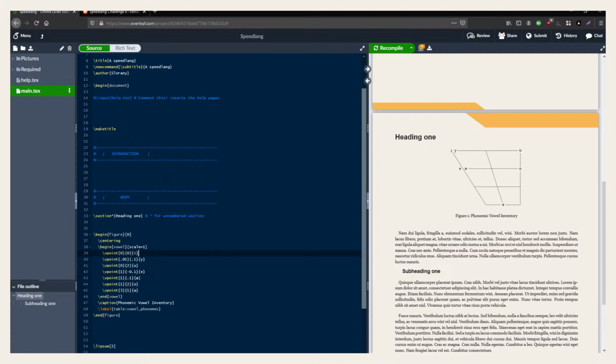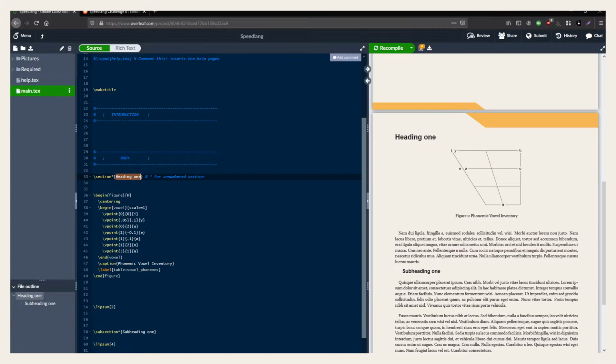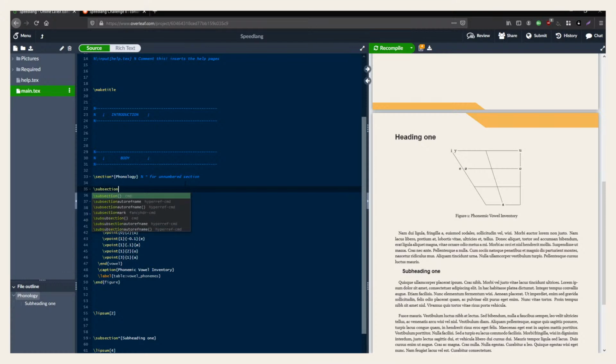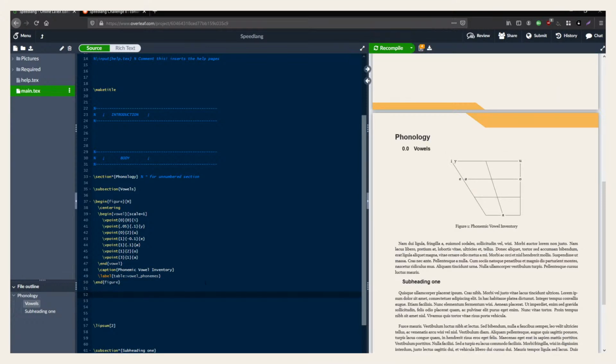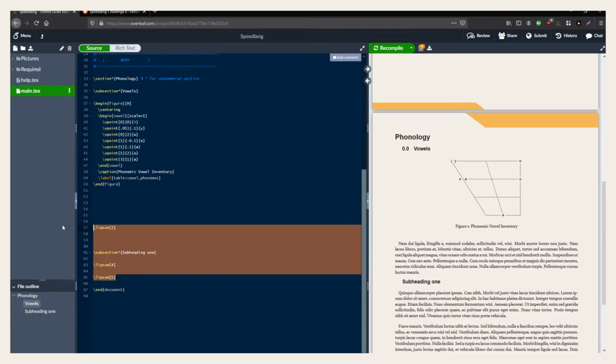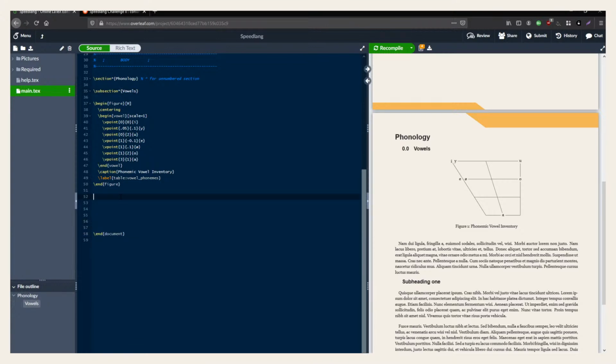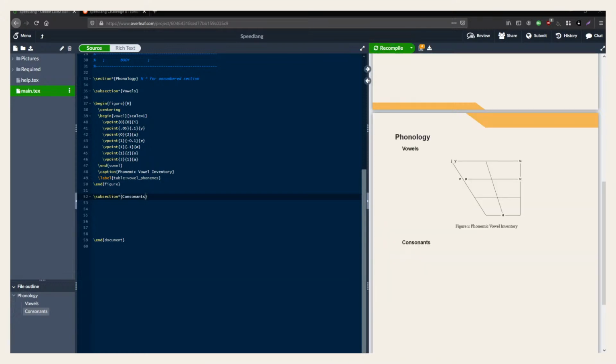So, now that we have a basic vowel system, which I'm going to call phonology, subsection, vowels. Oh yeah, subsection, that way. I'm going to do that. And now let's have a subsection consonants. Yep, that looks okay.